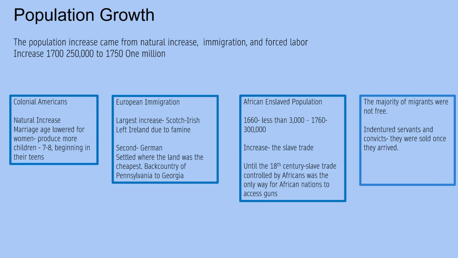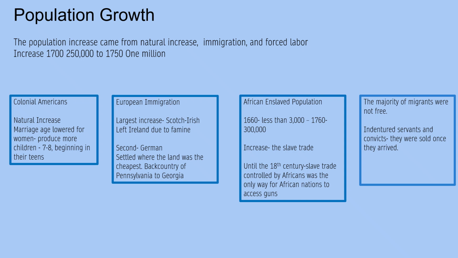The southern colonies are going to see the fastest growth with enslaved Africans. They're going to create nearly 40% of the population growth before the Revolution. By the time Congress bans the importation of slaves in 1808, you still had close to 500,000 African slaves, enslaved people that had been brought to the United States.